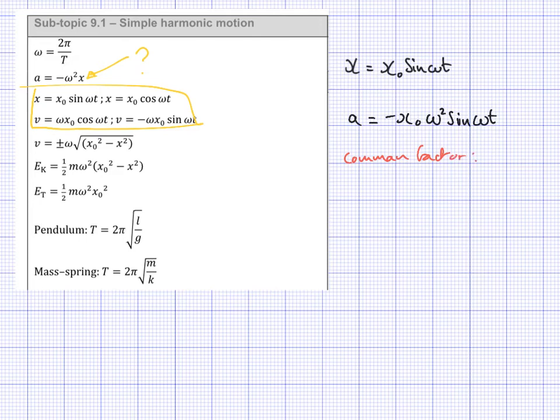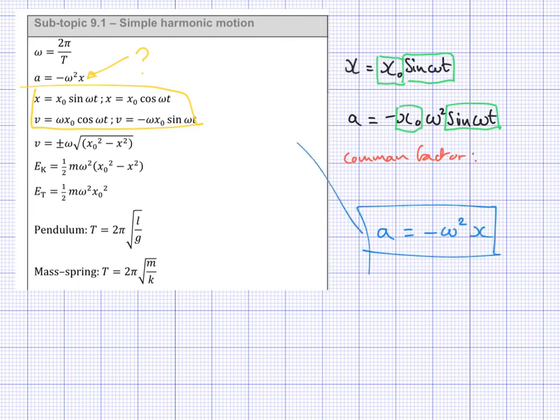Maybe you can see both of these equations have a sine omega t. So sine omega t is a common factor, but also if we take the x naught, we can say that the common factor is x naught sine omega t. We can simplify and combine these two equations together. What do we get? We get a, acceleration, is equal to negative omega squared x. And that's how we get to this equation here.